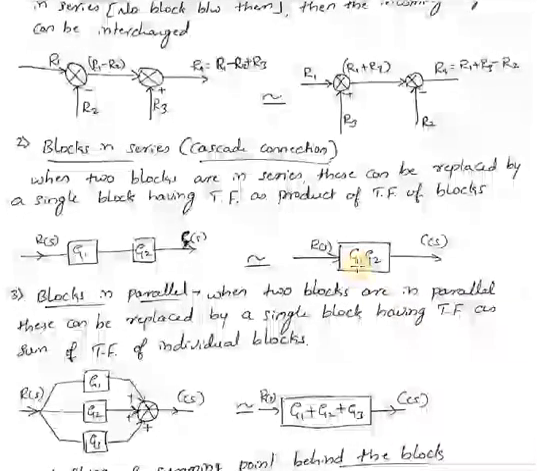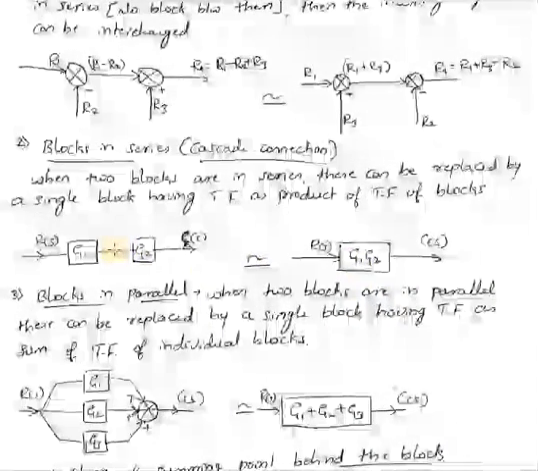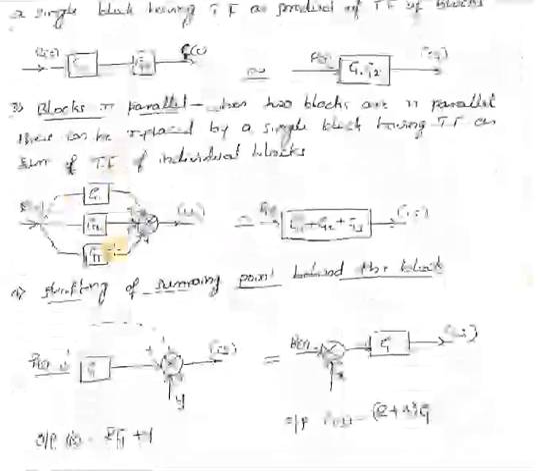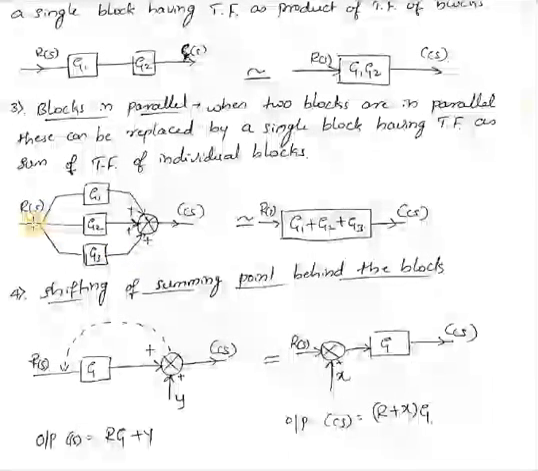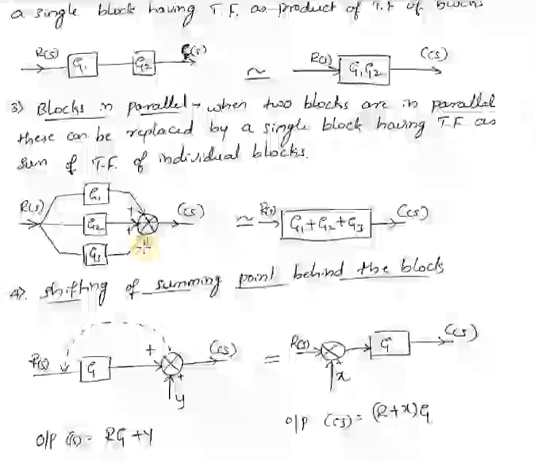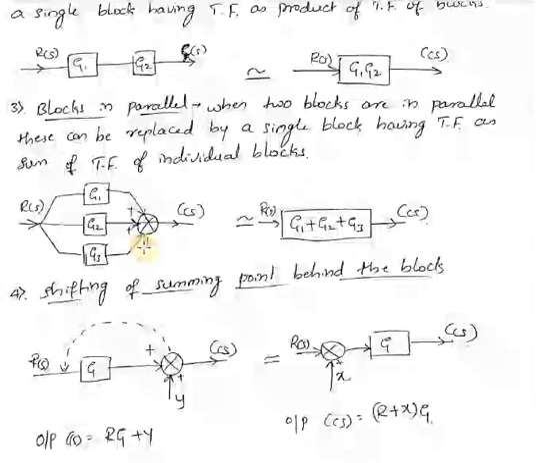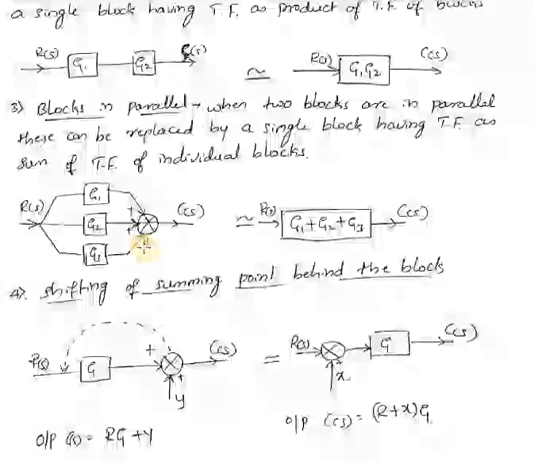Remember, when you are applying this series rule, there should not be any intermediate things, that is, there should not be any summing point or any takeoff point. Then if there are blocks in parallel, that is an end-to-end connection, where the starting point is the same and the ending point is the same for the blocks, at that time we can say that those blocks are in parallel combination. So we can reduce these blocks into a single block by combining their transfer functions.